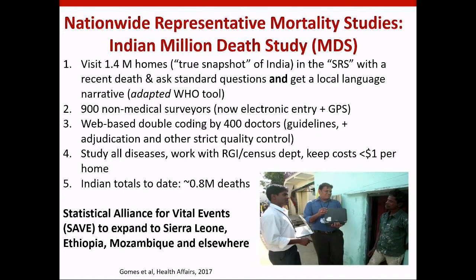And effectively, we use this to take a sample of all of the deaths that occur in India. Non-medical staff knock on the doors. They fill out a standard 2-page form and includes a half-page local language narrative. And then this is converted to electronic records, and we've got 400 doctors coding online. Each record goes to 2, and there's a variety of quite rigorous quality control efforts. And the goal was to study all diseases, keep things within the government, and keep it cheap. And so far, we've got about 800,000 deaths studied, and this solution now is being replicated to parts of Africa.